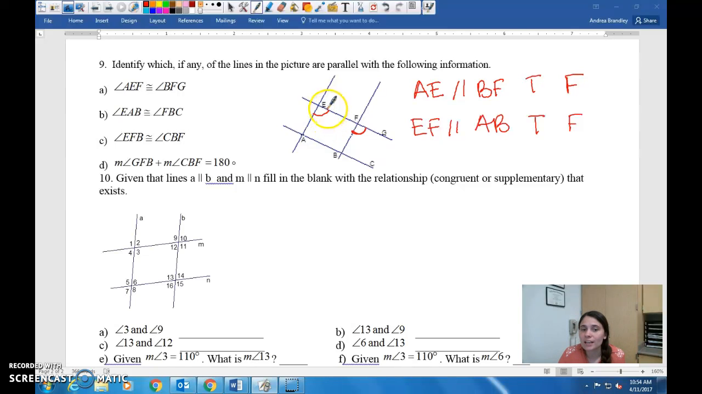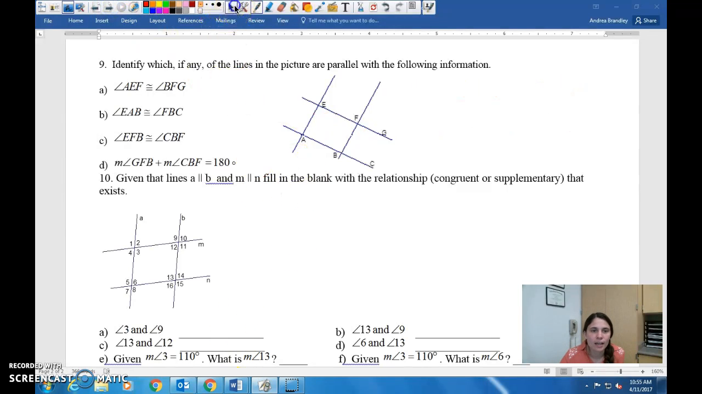So if these are equal, which is what it's saying, then these two lines would have to be parallel. So AE would have to be parallel to BF. So I would say true. However, I have no idea about the other two lines yet, so we'd have to go through the other information given in number 9 to figure out if the other two lines are parallel.